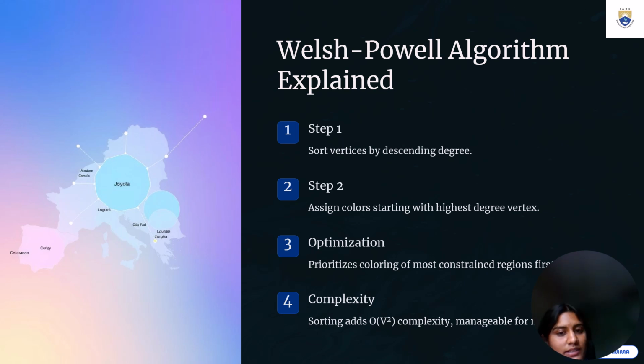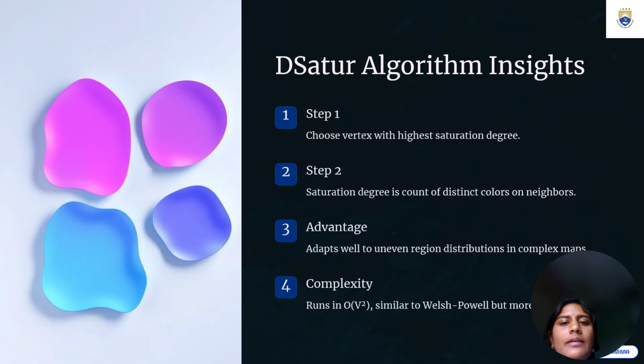Complexity. It has complexity too. Sorting adds O(V squared) complexity. This sorting step adds a bit of extra time, about O(V squared), but it's totally manageable for medium-sized problems.